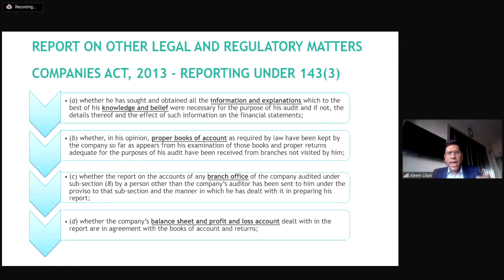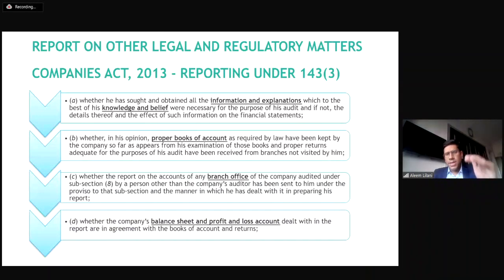For information, everyone, I have just laid down the requirements of 143(3). There are a number of clauses which go A, B, C, D, and continue. Quickly run you through them just to refresh. Whether he has sought, so when we say he is the auditor, there is a specific question: have you obtained information and explanations, to the best of your knowledge and belief. So if you have not received any information and you are qualifying your report due to non-receipt of information, you need to mention it here as well, that except for the matter mentioned in the basis of qualified opinion, we have received all the information and explanations which were necessary.